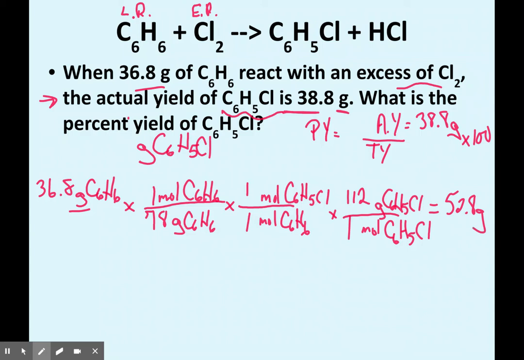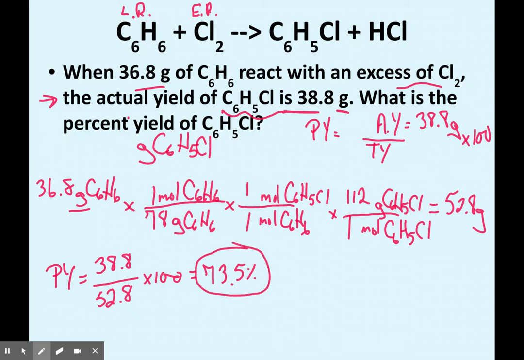So to find the percent yield, we're going to take actual yield, which they have to give you, divided by our theoretical yield that we just calculated times 100. And that gives us 73.5%. And that is our answer. All right, let's look at another one.